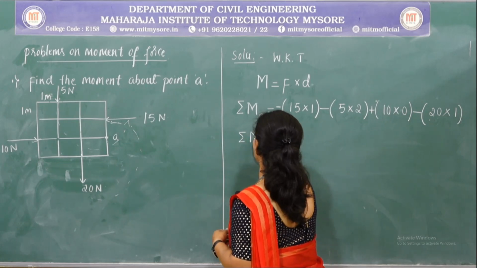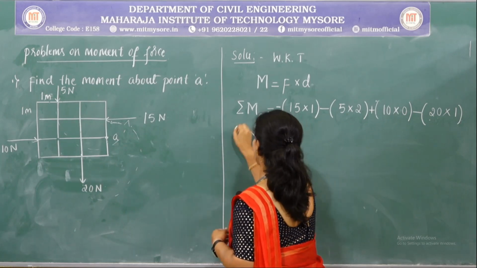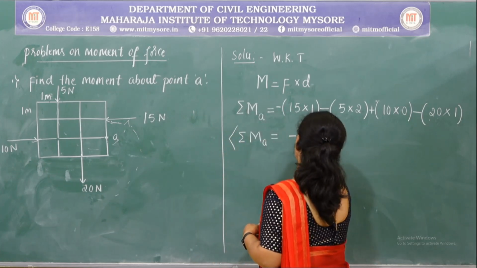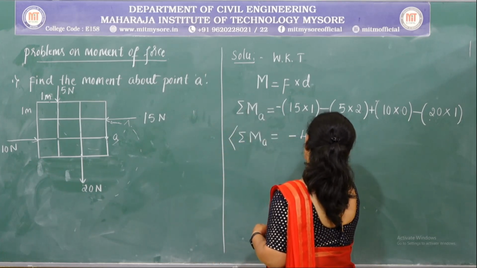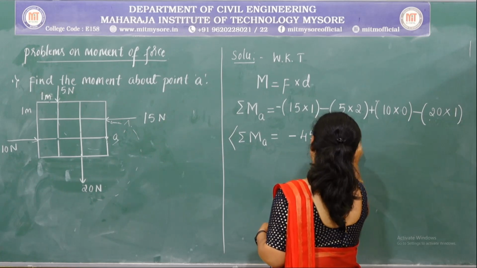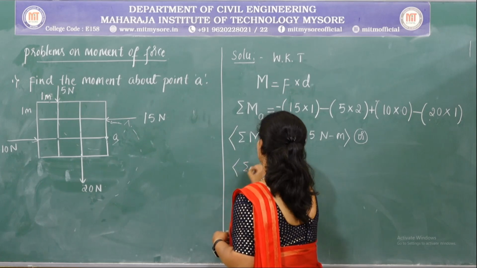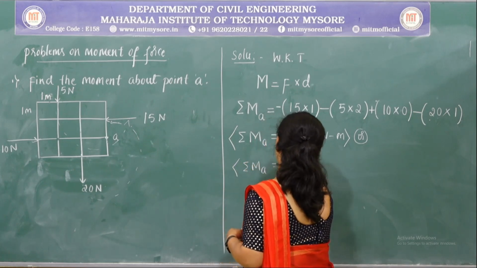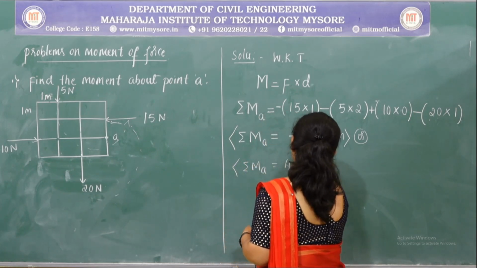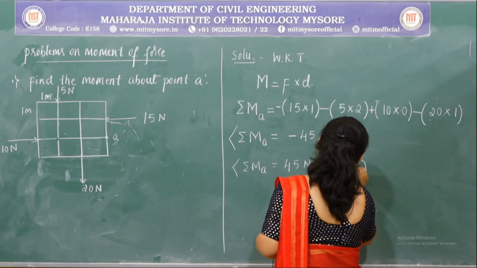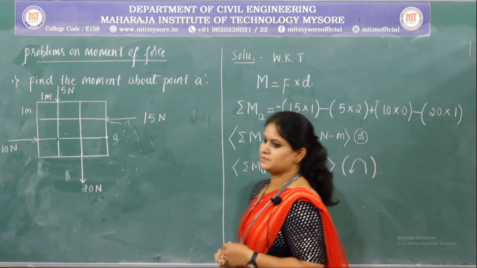So total moment about the point A is minus 45 Newton meter. This can also be represented as 45 Newton meter and the direction is anti-clockwise.